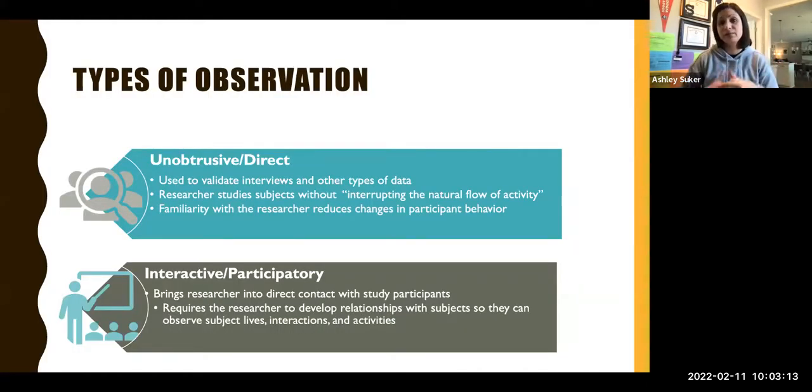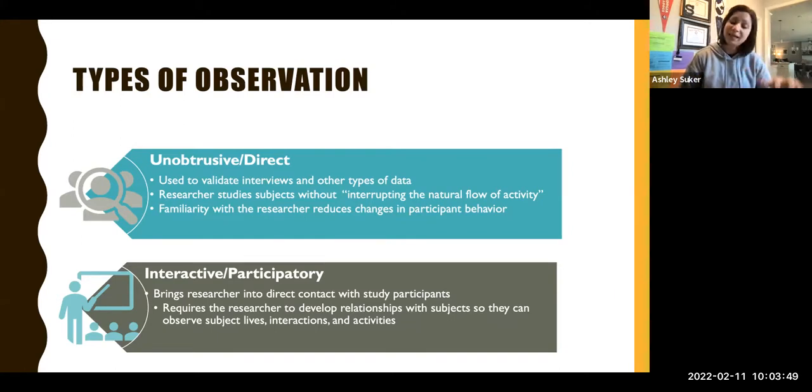There are two basic types of observation. One is unobtrusive or direct observation, where the observer sees what's happening, but they don't interact directly with the participants. One way to help with that is that the researcher will stay away and not necessarily camouflage themselves, but do things to blend in. Another thing is to create familiarity with the researcher, because that starts to reduce changes in participant behavior.